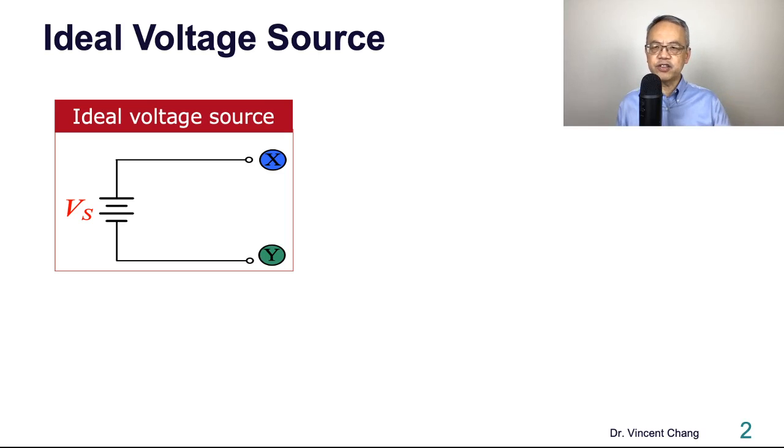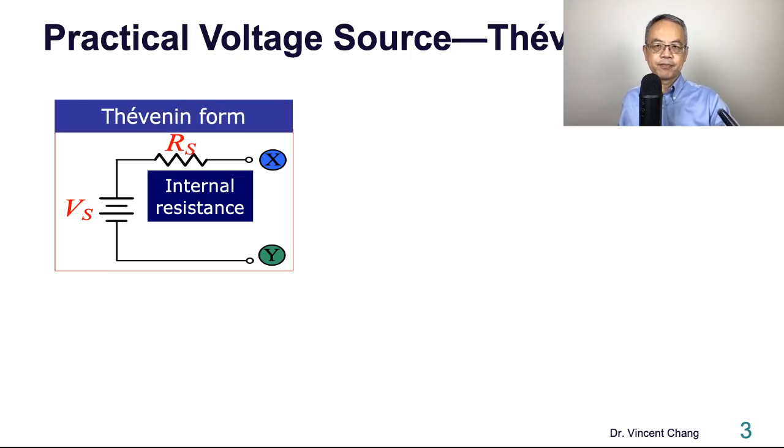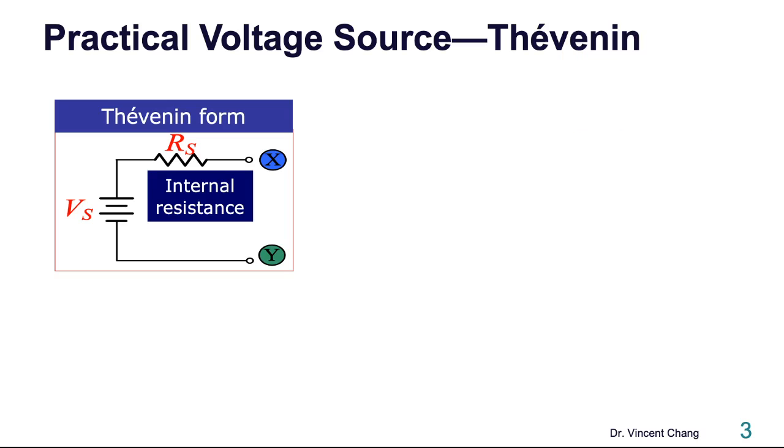Let's start with an ideal voltage source. There is only one component, the voltage source Vs, in this model. But in reality, there will be an internal resistance associated with the voltage source Vs. So this form, Vs in series with Rs, is called Thevenin.